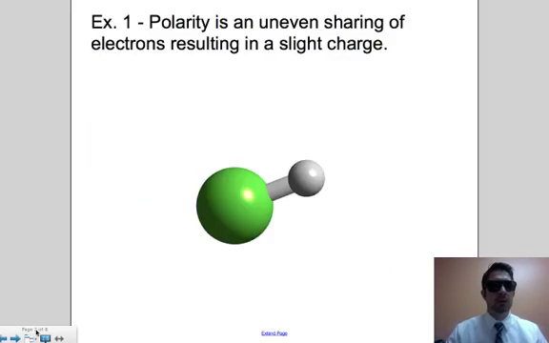Example 1. Polarity is the uneven sharing of electrons, resulting in a slight charge. That means the electrons are hanging around one atom more than the other, causing a charge to happen on both ends, a positive and negative charge of the molecule. Alright, this can happen in two ways.